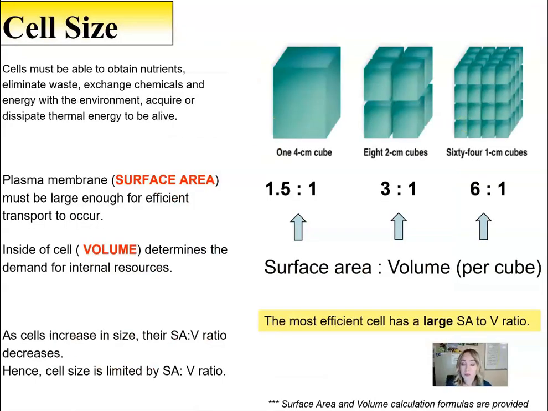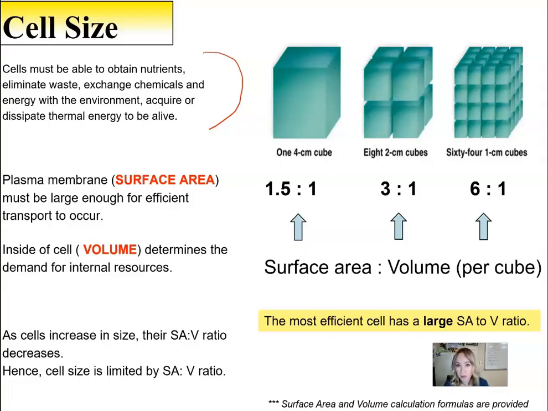So why do cells remain small? Before they get any larger, they go on and divide, given that they receive the signal to initiate cell division. So as you already know, cells are the basic unit of life. So they have to be able to remain alive, and they need to be able to maintain homeostasis. They need to be able to obtain nutrients, eliminate waste. So there will be a lot of transport happening across that cell membrane.